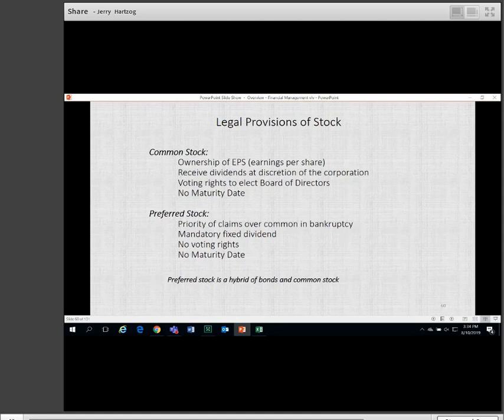Now, preferred has that fixed dividend, say it's $100 a year. Common stock, while there's no obligation on the part of the corporation to pay dividends, it's ordinarily expected that dividends will increase over time, because as the corporation grows, gets more profitable and expands and has greater and greater profits, the board of directors are likely to pay increasing dividends over time.